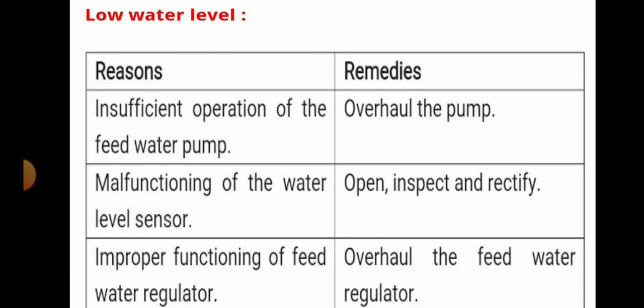So for insufficient operation of the feed water pump, you can overhaul the pump. For malfunctioning of the water level sensor, you can open, inspect and rectify the water level sensor. For improper functioning of the feed water regulator, you can open and overhaul the feed water regulator.